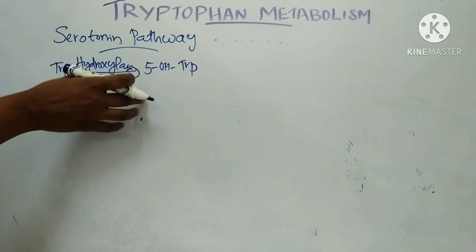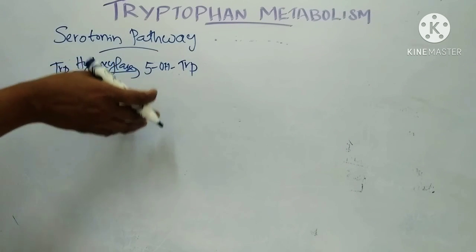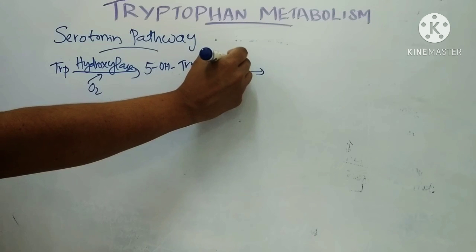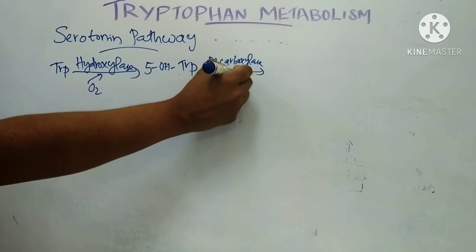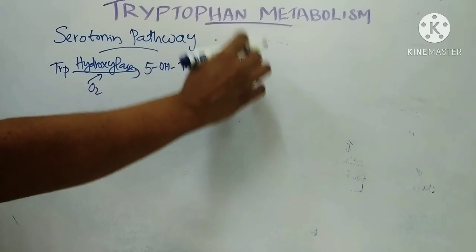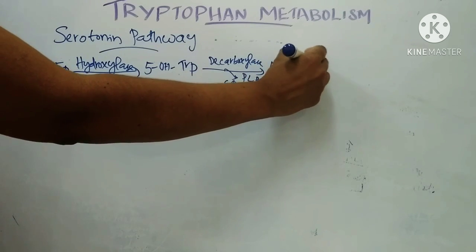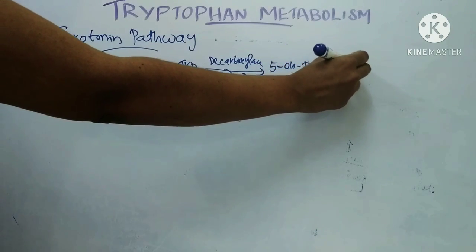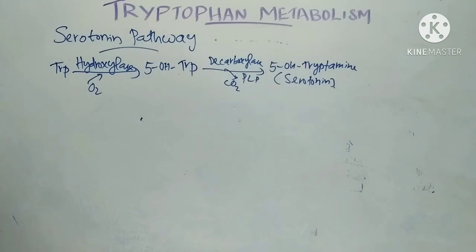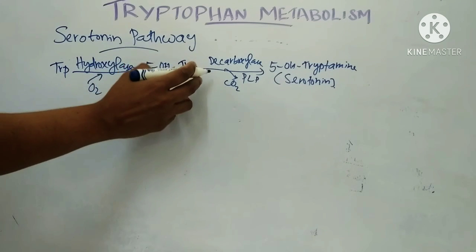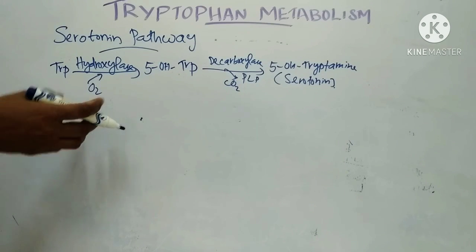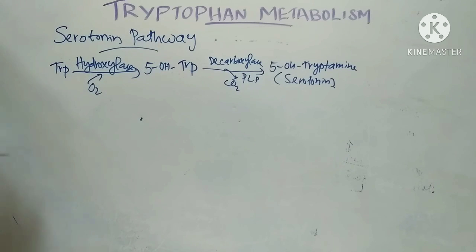In the next step, this 5-hydroxytryptophan is decarboxylated by the enzyme 5-hydroxytryptophan decarboxylase. Carbon dioxide is released. It requires PLP and it forms 5-hydroxytryptamine, otherwise known as serotonin. This enzyme, 5-hydroxytryptophan decarboxylase, is present in kidney, liver and in stomach.